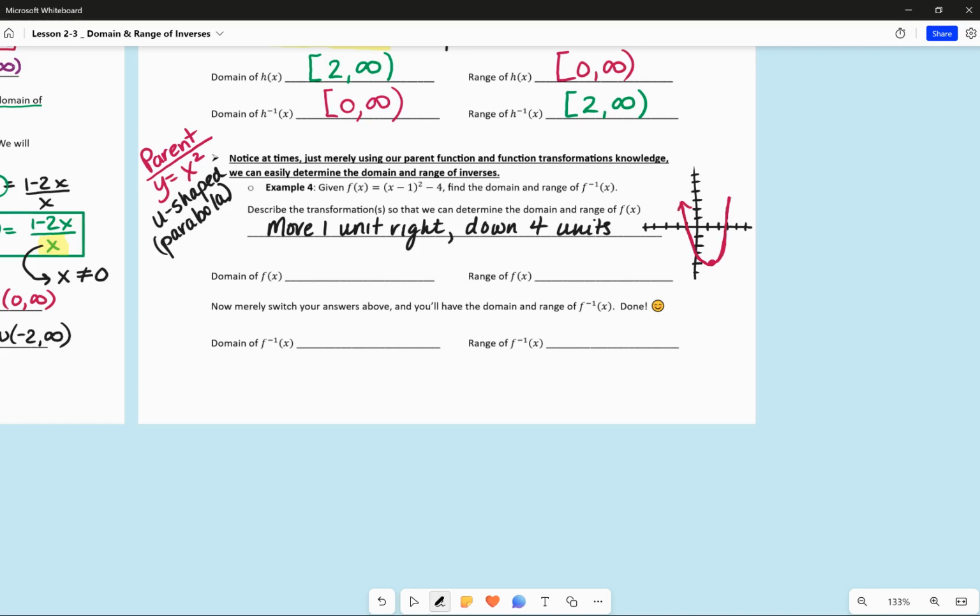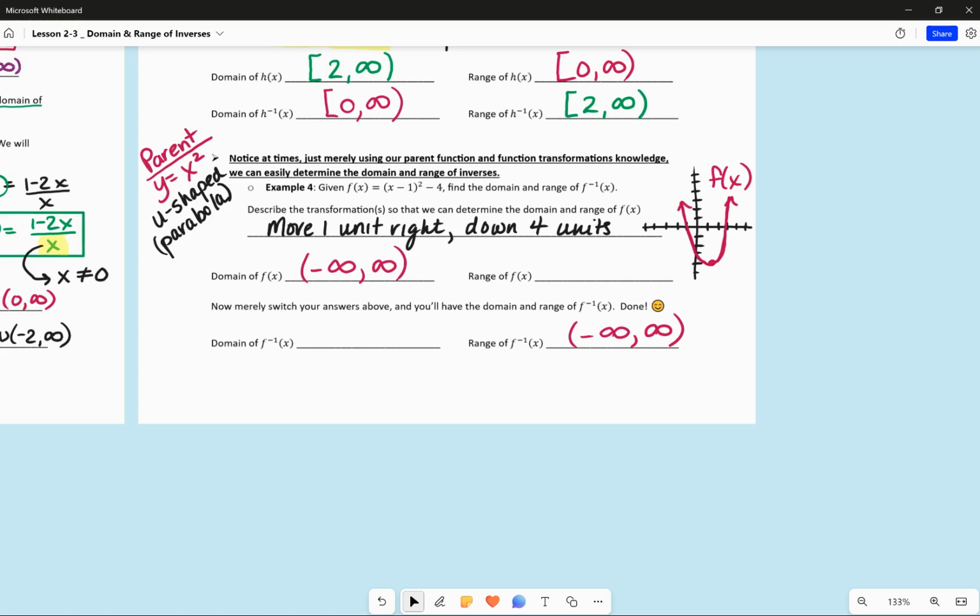So using this sketch, what is the domain of my f of x function? This is f of x. Well, my graph goes to the far left and to the far right, so it's all real numbers. That means if I got the domain of f of x, I can do the range of f inverse of x: negative infinity to positive infinity, okay, because of the exchange.